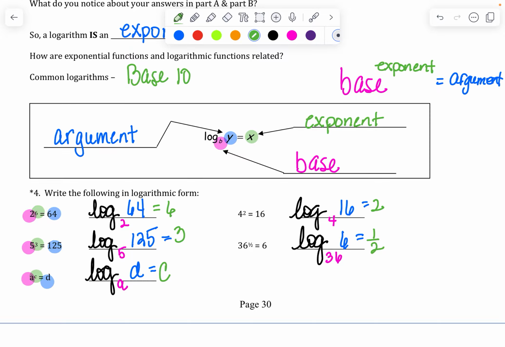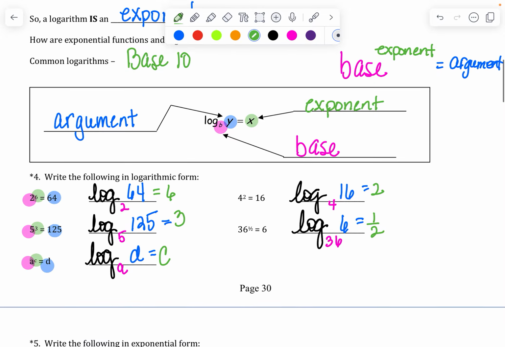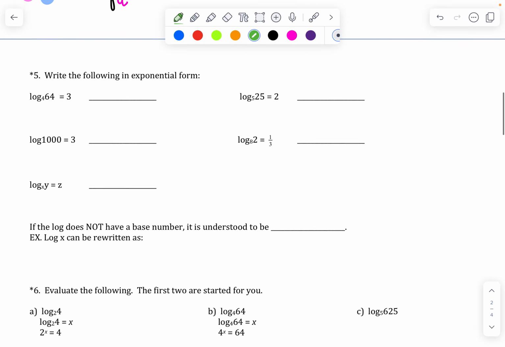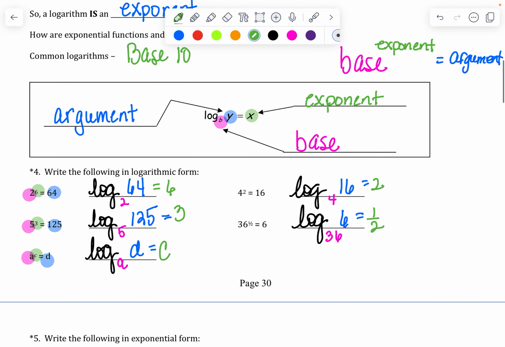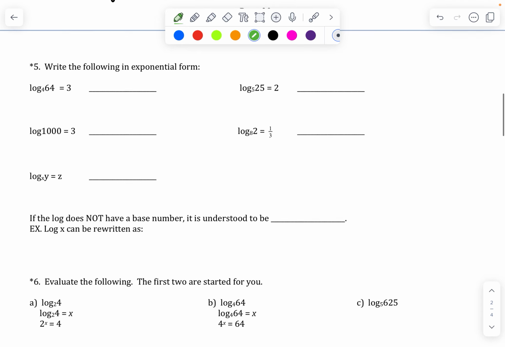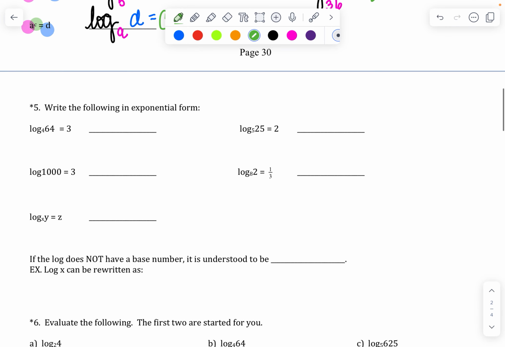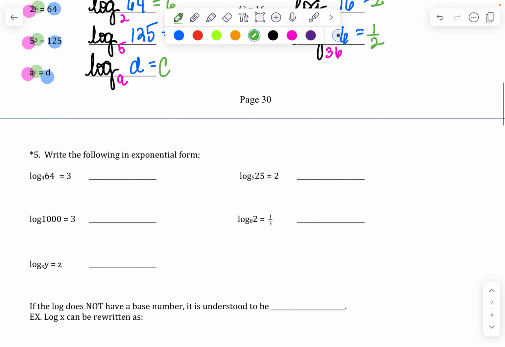Now these are pretty easy to check because 4 to the 3rd does equal 64, so it's pretty easy to check. I'm going to go ahead and highlight these arguments. Okay, so let's go ahead and do these. So remember, if they don't have a base, it's understood it's a 10. So you have 10 to the 3rd power equals 1,000, and that checks for sure. The next one, x to the z power equals y. So I'm going to do these without highlighting them.